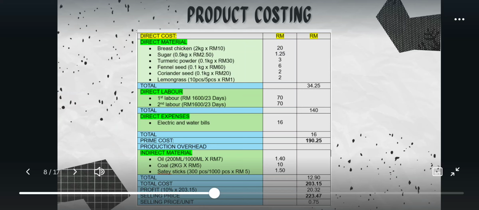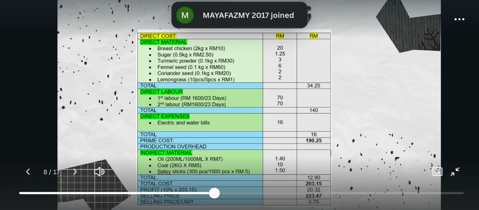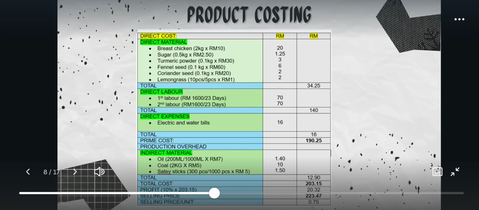2 kilograms times 10 ringgit will be 20 ringgit, and for sugar 0.5 kilograms times 2 ringgit 50 cents will be 1 ringgit 25 cents, and turmeric powder 0.1 kilogram times 30 ringgit will be 3 ringgit, and fennel seed 0.1 kilogram times 60 ringgit will be 6 ringgit, and coriander seeds 0.1 kilogram times 20 ringgit will be 2. And lastly, lemongrass 10 pieces divided by 5 pieces times 1 ringgit will be 2 ringgit, and when we total up, the answer will be 34 ringgit 25 cents.